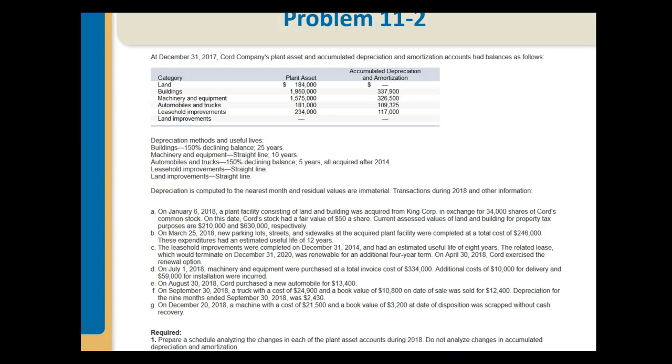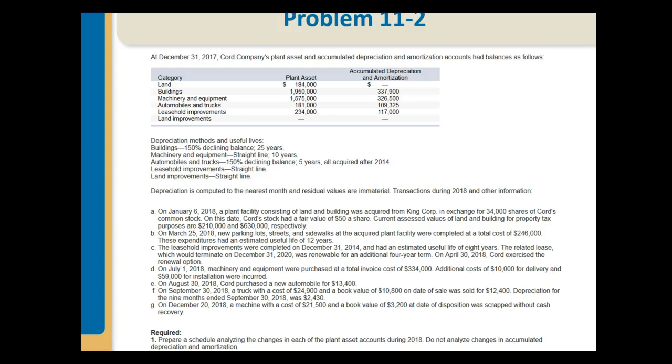Now it tells us specifically how each of these categories are to be depreciated. Then it goes on to tell us depreciation's computed to the nearest month and residual values are immaterial, which means we're not going to deal with them.